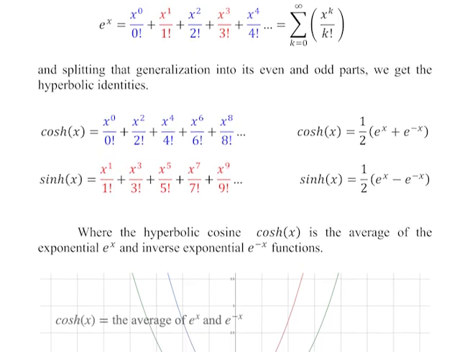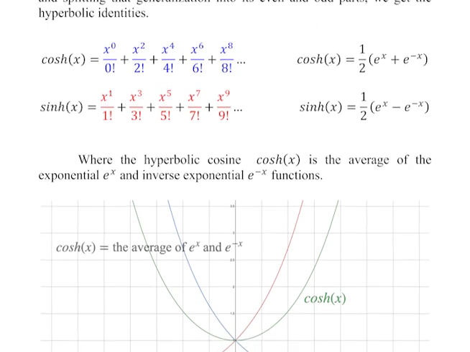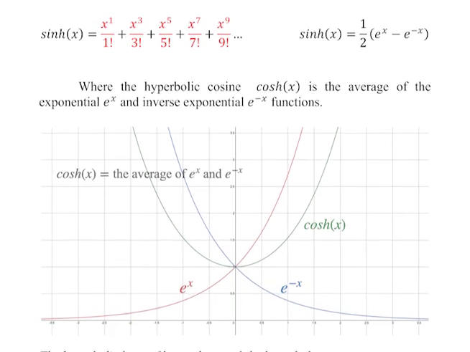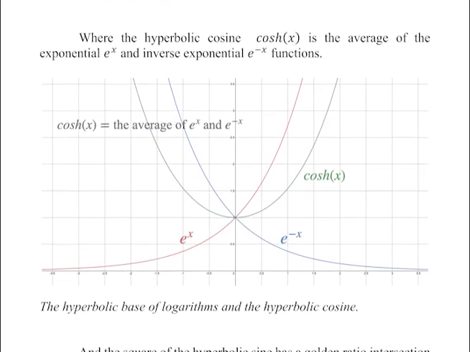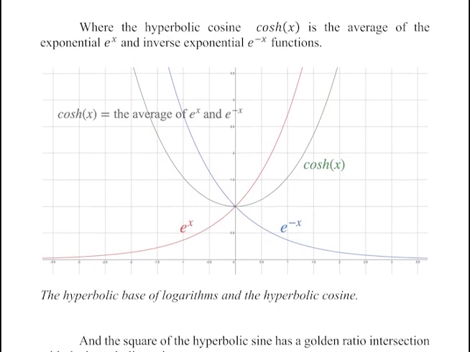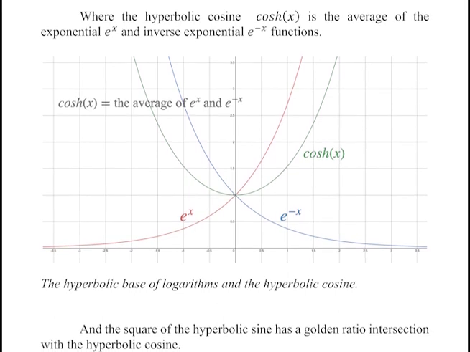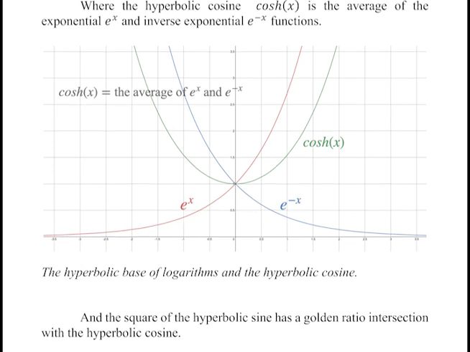Remember, the hyperbolic cosine is the average of the exponential function and the inverse exponential function. So let's do that pictorially. The exponential function here in red and the inverse exponential function in blue. The hyperbolic cosine function is in green, and it always exists right in between the red and blue curve. Its values are always right between.